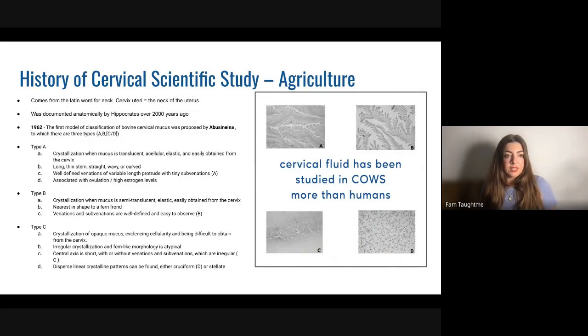So a little bit about the history of cervical scientific study. They kind of figured out early that it was useful for agriculture. It was useful for knowing when a farm animal was going into estrus, because you could see the cervical fluid, and also for knowing when to do artificial insemination. So in the early 60s, they started to propose different types of cervical fluid and starting to categorize them in bovine samples. So that's what you're seeing here on the right. These are samples of different cow crystallization of their cervical fluid under the microscope.